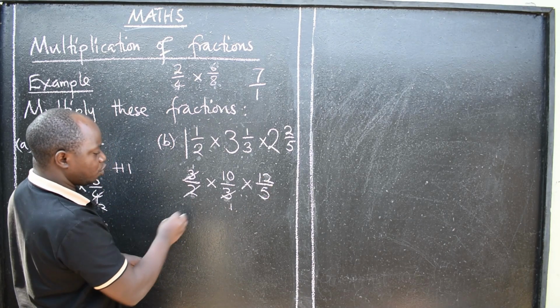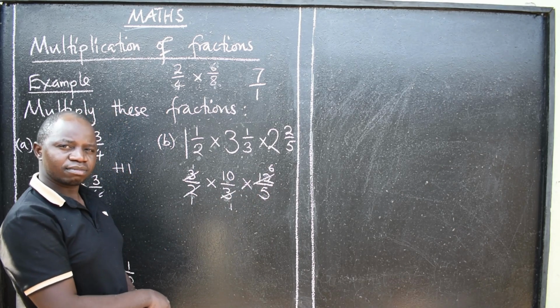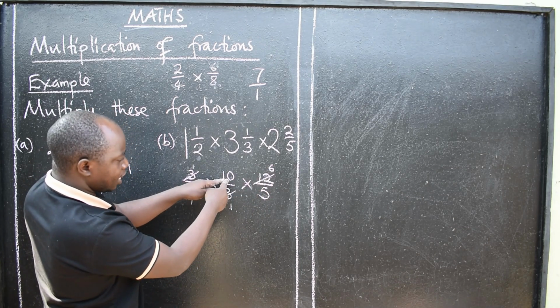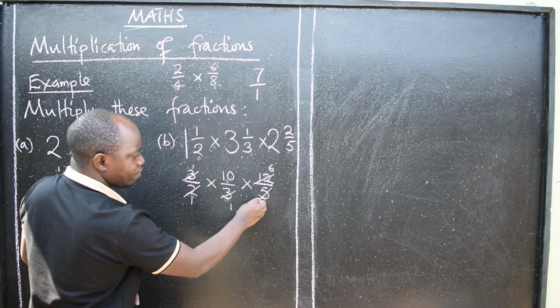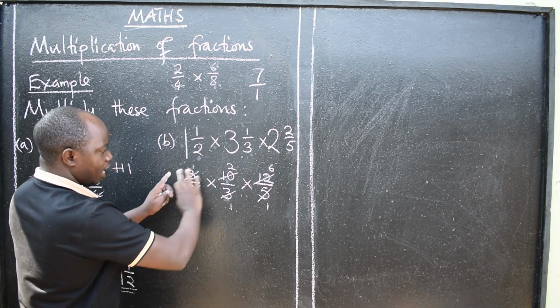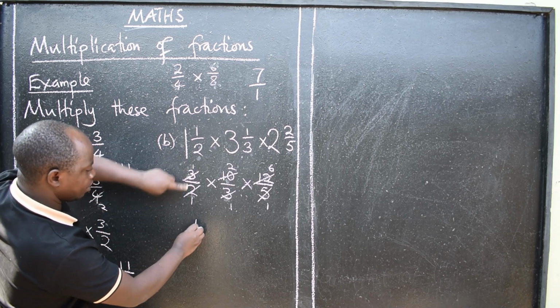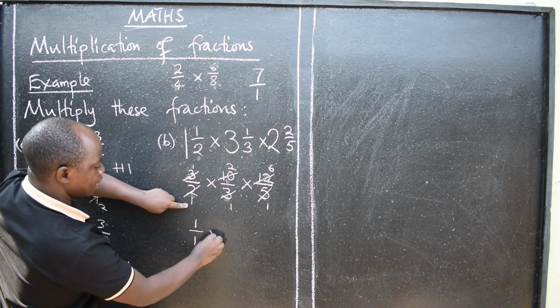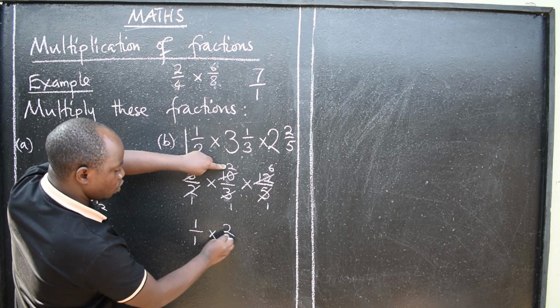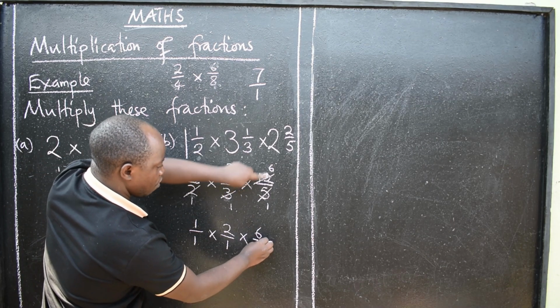How many 2's are in 2? 1. How many 2's are in 12? 6. Again, this 10 and 5. How many 5's are in 5? 1. How many 5's are in 10? 2. Write what you have remained with. So here there's 1 over 1 here, times here there's 2 over 1 here, times here there's 6 over 1.